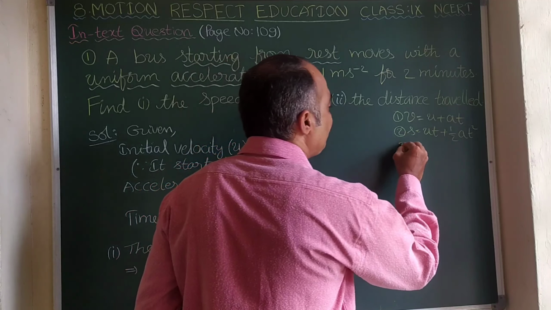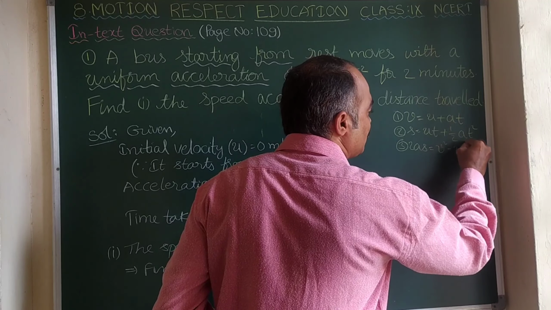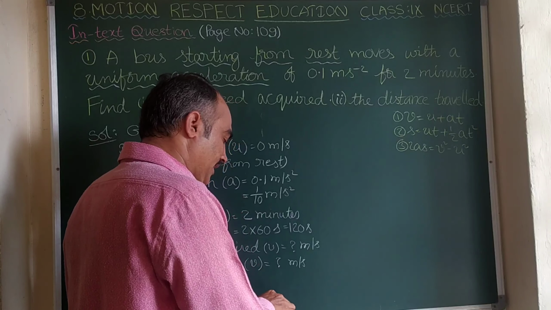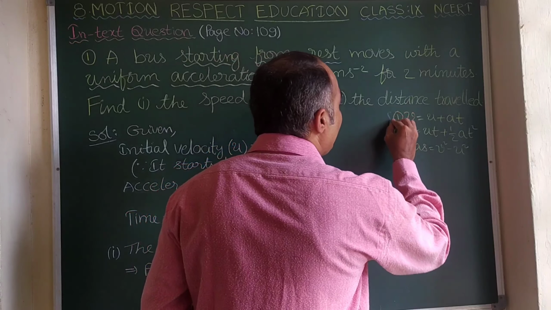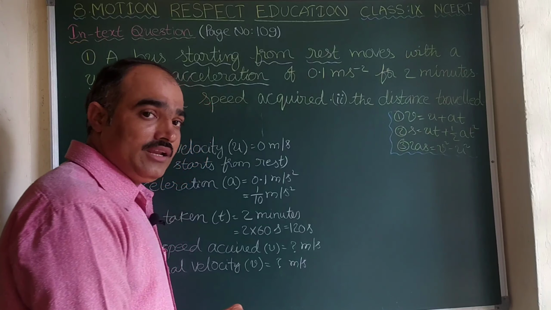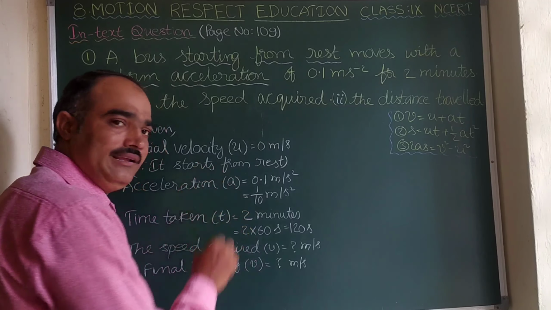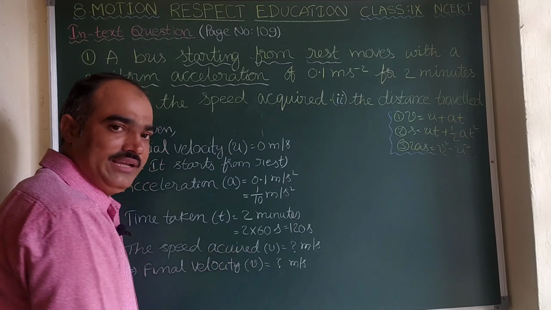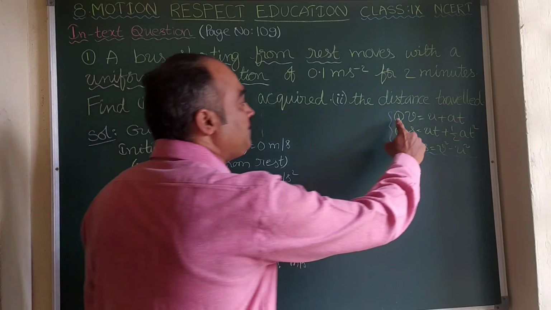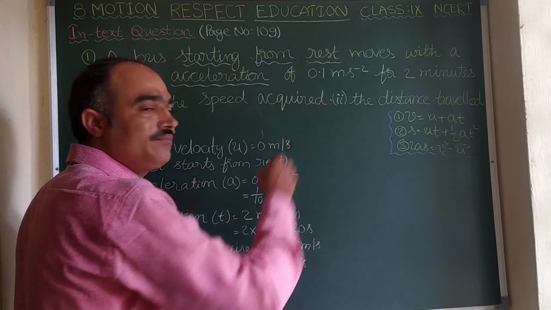Third one is 2as is equal to v square minus u square. We can use any one of the equations to solve this problem. Here you observe carefully. We know u, a and t, and we need to find v, for which this first equation is suitable. All these characters are there.